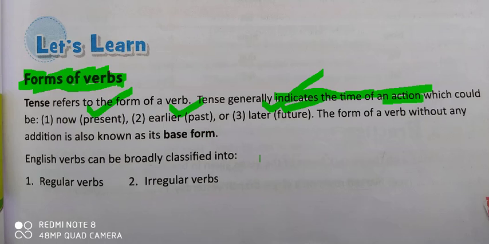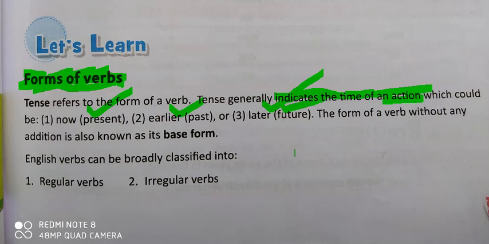For example, if I say she ate, from that you know that the action has already happened, meaning the action is in the past. If I say she will eat, you know that the action will happen in the future. If I say that she eats at 8 am, you know that the action happens in the present. So tense changes the form of a verb to tell the time.